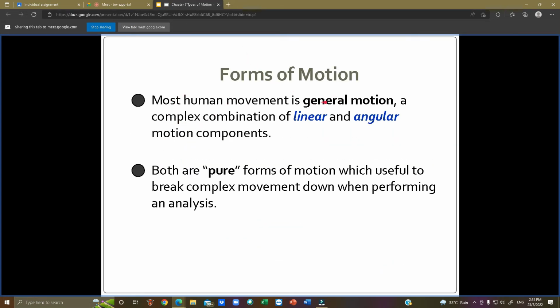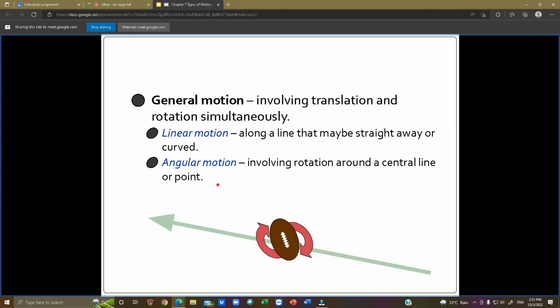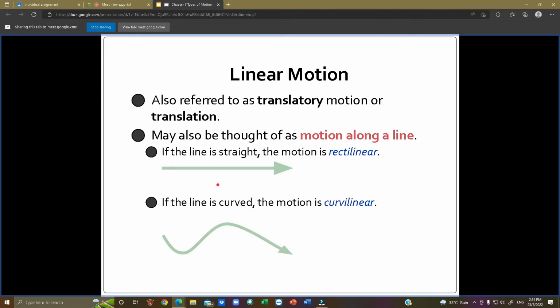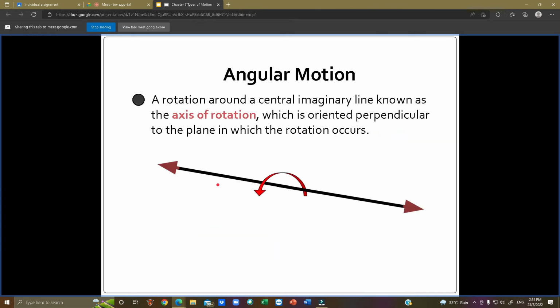Most human movement is a complex combination of both, because it is actually useful to break it down. Barulah kita boleh buat analisis yang pelbagai. We can go for linear analysis, we can go for angular analysis. So human motion is a general combination of linear motion, okay, this one rectilinear and curvilinear, and also angular motion, which is rotation at an axis.